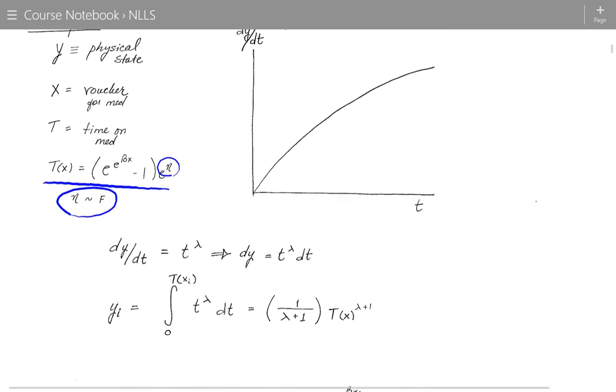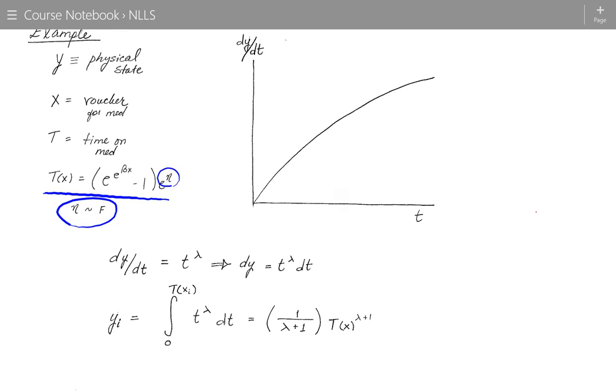So let's assume that the rate at which the health state progresses with time is represented as t to some parameter lambda. Okay, and that might be as shown up here with this curve. We can separate the differentials, and we come up with dy is equal to t to the lambda dt, and we can integrate both sides and evaluate it at the time on medication.